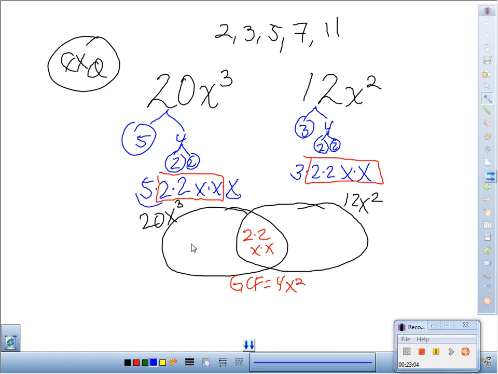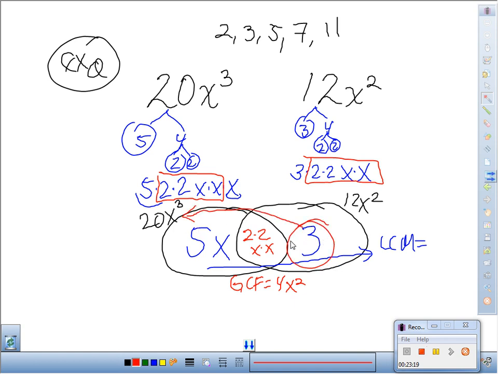What's left over on this side? A 5 and an x, so I write 5x. What's left over on this side? 3. So we can multiply all these to get the LCM. Or what would be a shortcut? The 3 times 20x cubed. So what is my LCM? 60x to the third. That is correct.